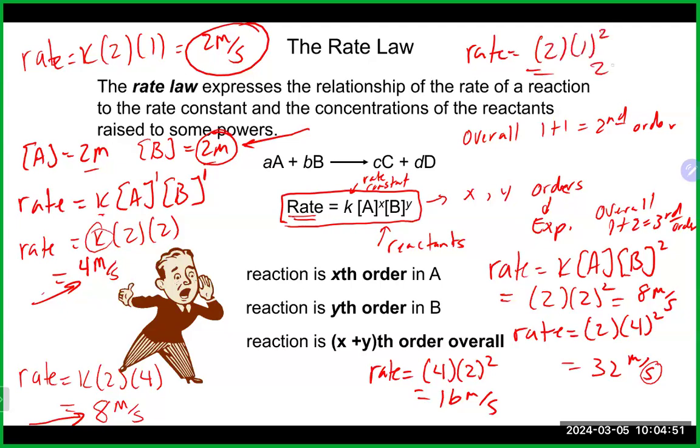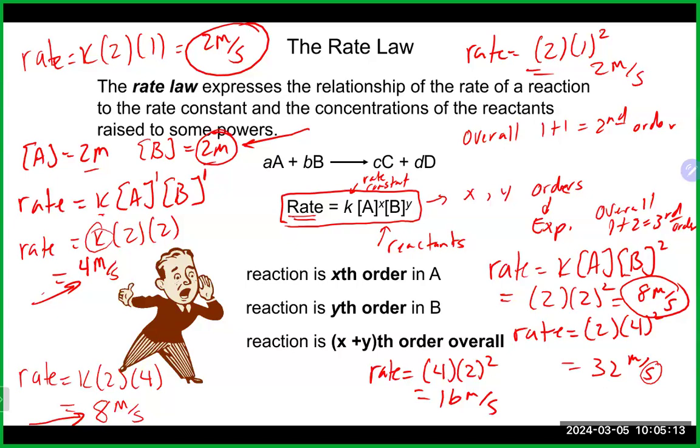Which is now a rate of like 2 molar per second. So our rate in this case actually went down by a factor of 4 as well. So knowing the rate law, knowing the orders, some reactants may have a greater impact on the overall rate of that reaction, depending on their order in there. Any questions on that there?